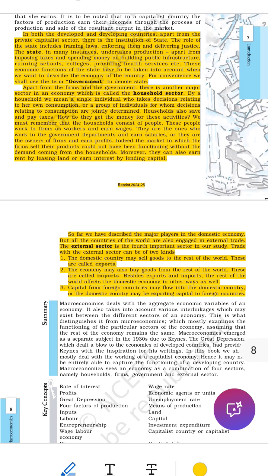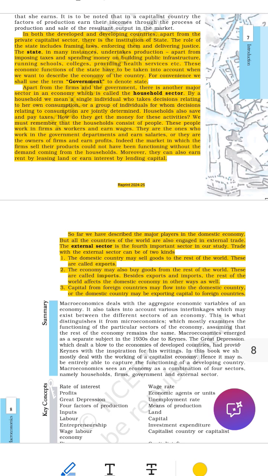Example, government collects money from people, tax. It uses that money to build a public park where everyone can play. These economic functions of the state have to be taken into account when we want to describe the economy of the country. When we talk about how the country's economy is doing, we must also look at what the government is doing, not just businesses. Example, if the government builds a huge railway, it also grows the economy.